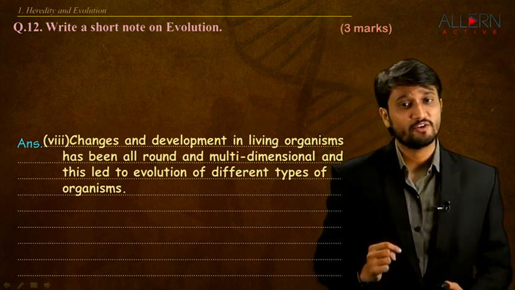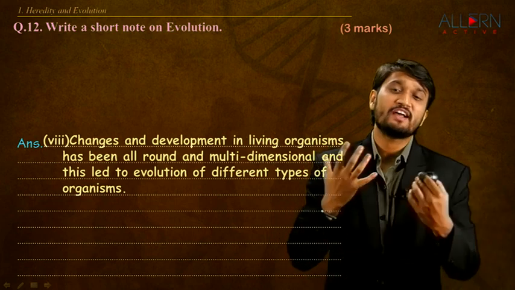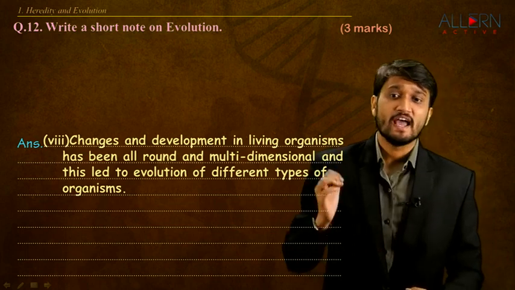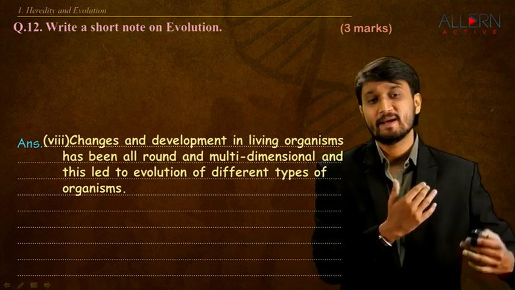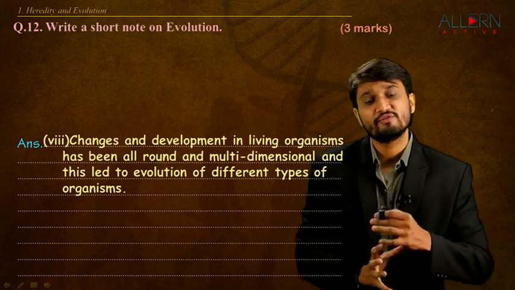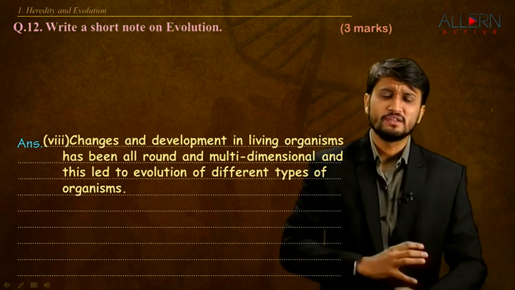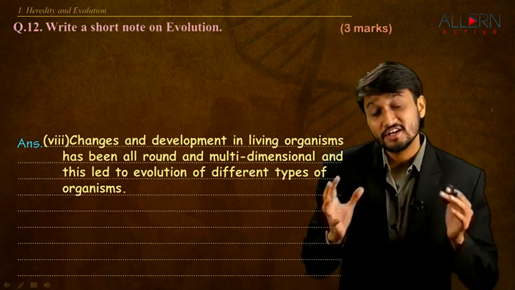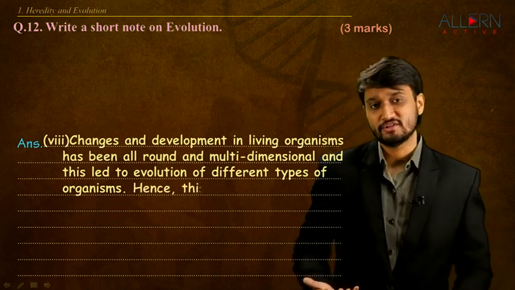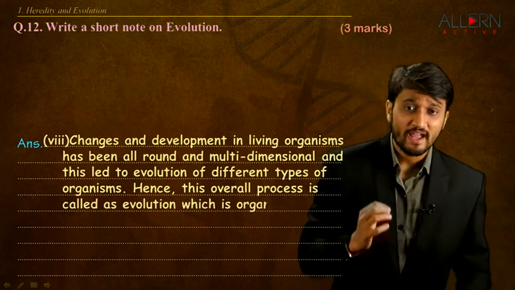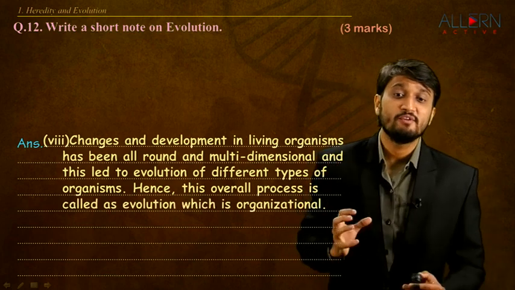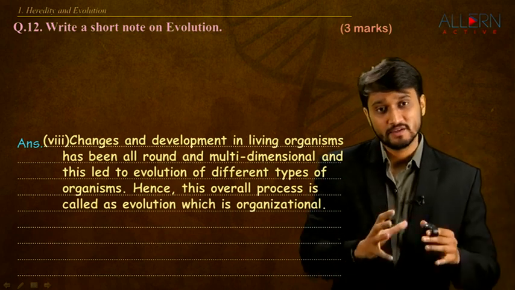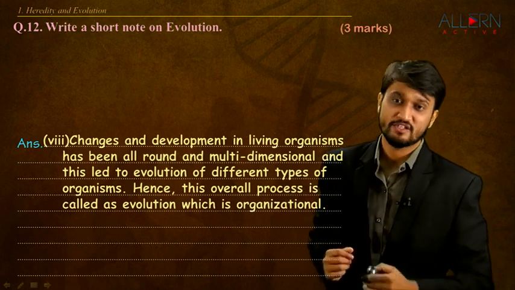So changes and development in living organisms are all-round and multi-dimensional. Not only one aspect of the body changed, but many different aspects of the body changed, right? This led to the evolution of different types of organisms. Today we see there are so many crores of species of plants and animals that live on earth. So the changes in their body were multi-dimensional, not only one aspect. Hence this overall process is called evolution, which is organizational, right? The organization of the body of a living organism takes a proper shape because of this evolution.